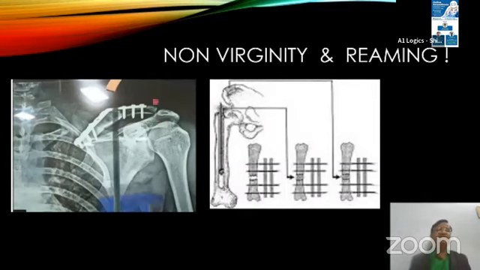This is a non-virgin clavicle. See, I have done this case. Non-virgin means the clavicle is already broken, a plate is kept, and now the plate is broken. Now, if you touch it, there will be extreme blood loss. There is no tourniquet here. So that is a problem.